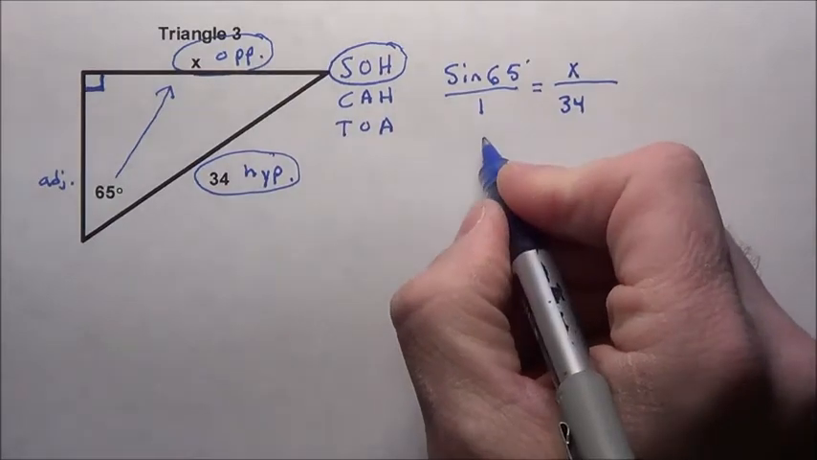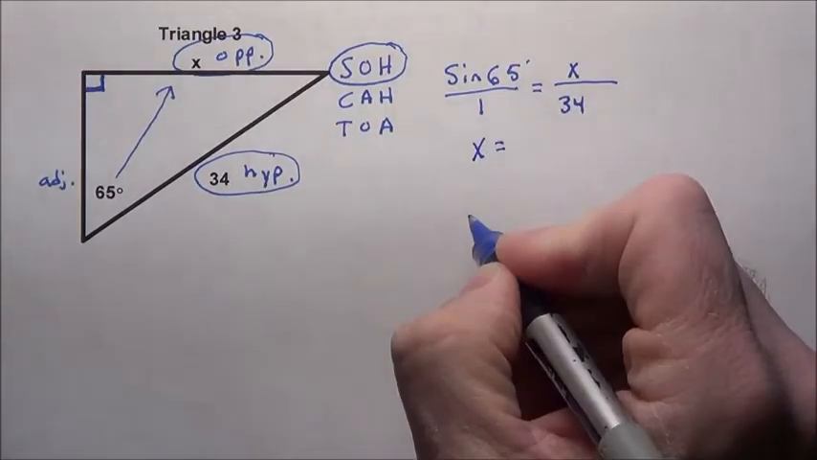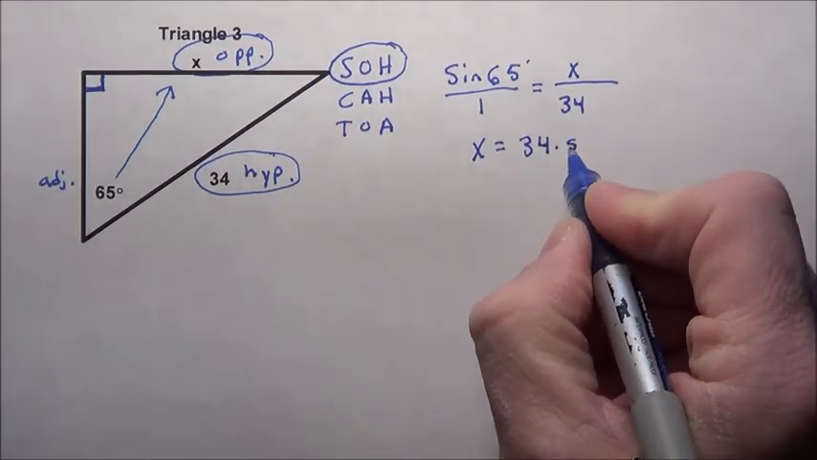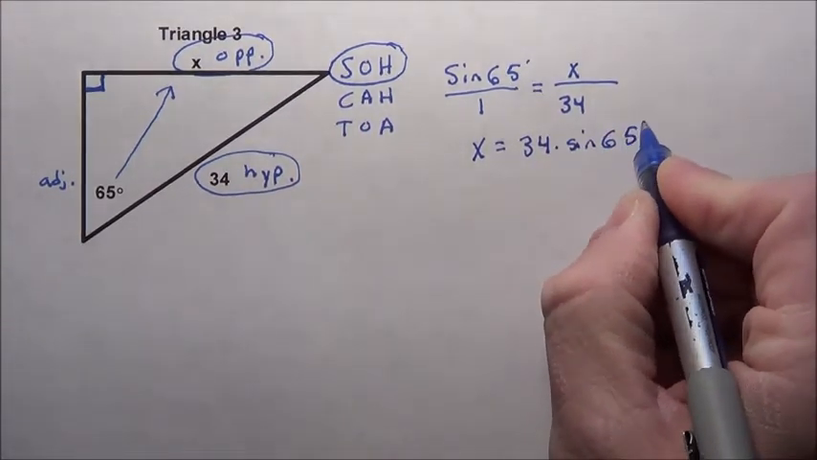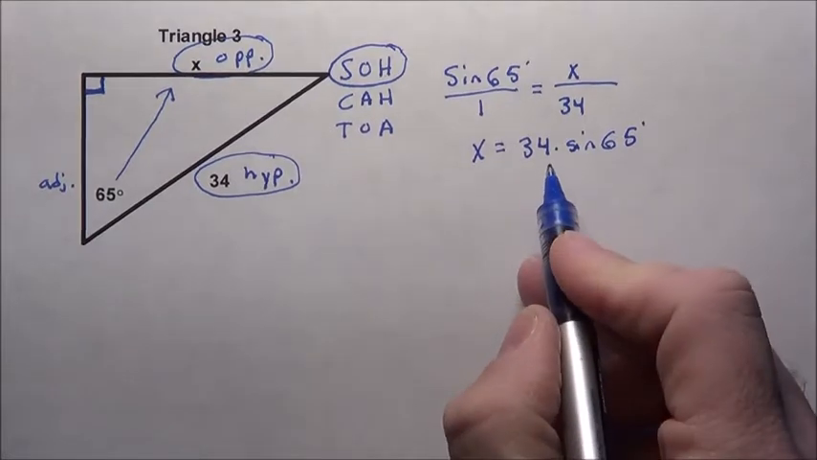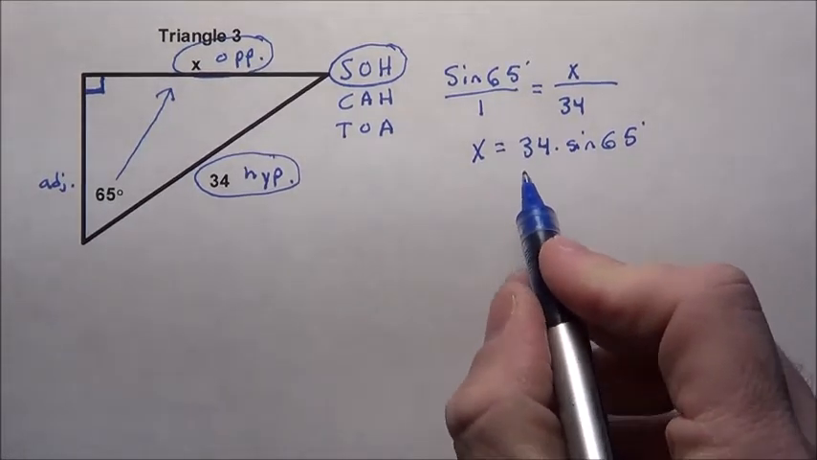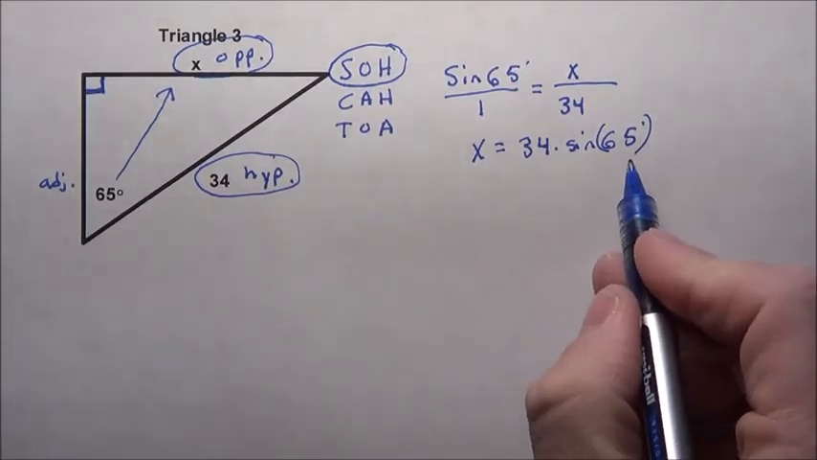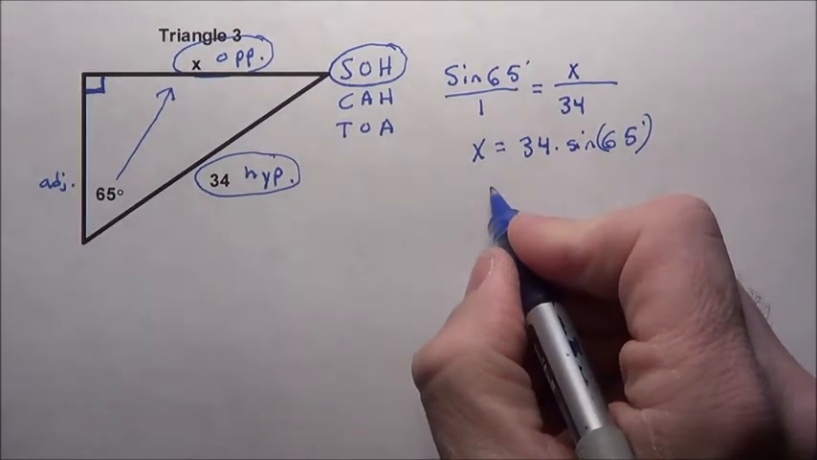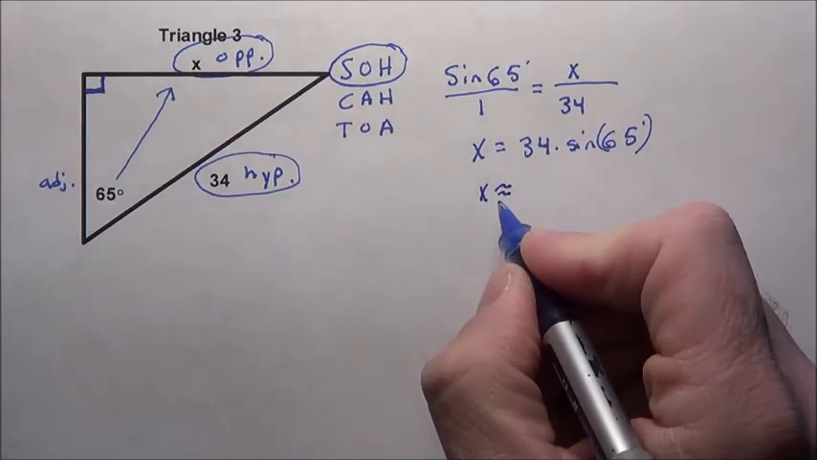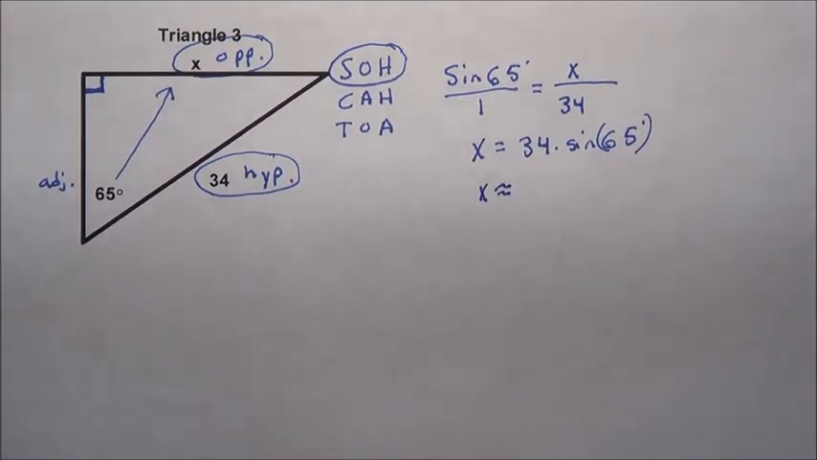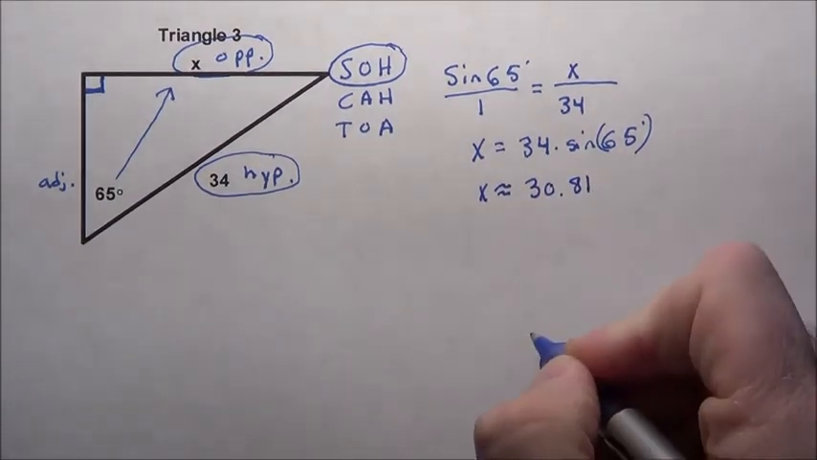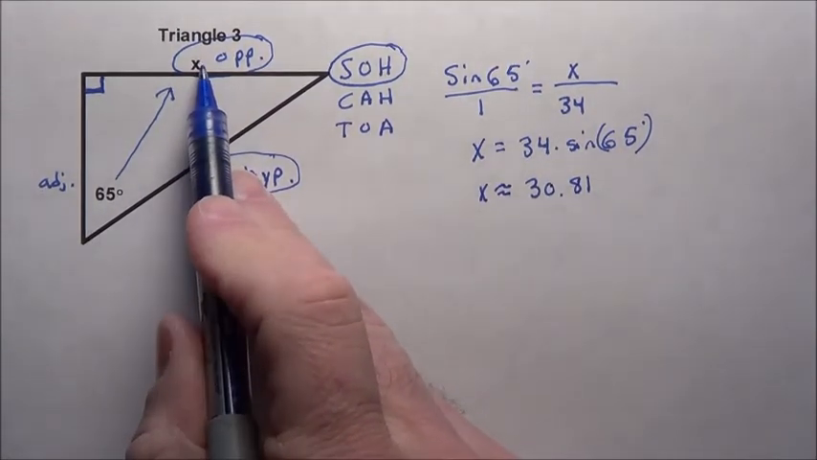I cross multiply. X times 1 is x. And I'm going to have 34 times the sine of 65 degrees. I'm going to make sure my calculator is in degree mode, and then I'm going to enter 34 times the sine, and make sure you use your parentheses, of 65 degrees. That's going to give me x is approximately, now I did this a little bit earlier and I got 30.81. So this opposite side, 30.81.